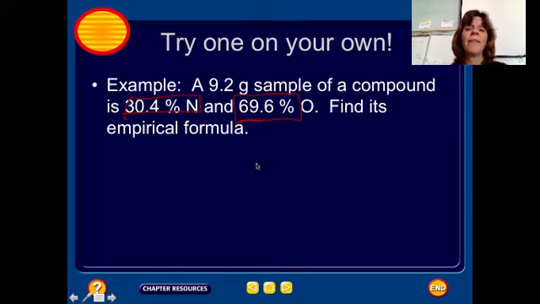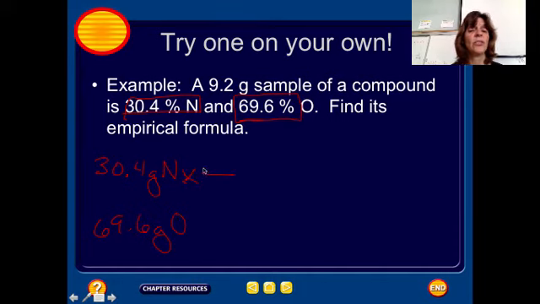So the first step was to find the mass of each element. Two ways we can do that in this situation. Since we know the total, we could take it and multiply it by the decimal form of the percents to get the actual grams of each element. Or we could assume we have a 100 gram sample and use the percentages directly as grams. That's the way I'm going to do it, but either way should give us exactly the same answer. So it's 30.4 grams of nitrogen and 69.6 grams of oxygen.